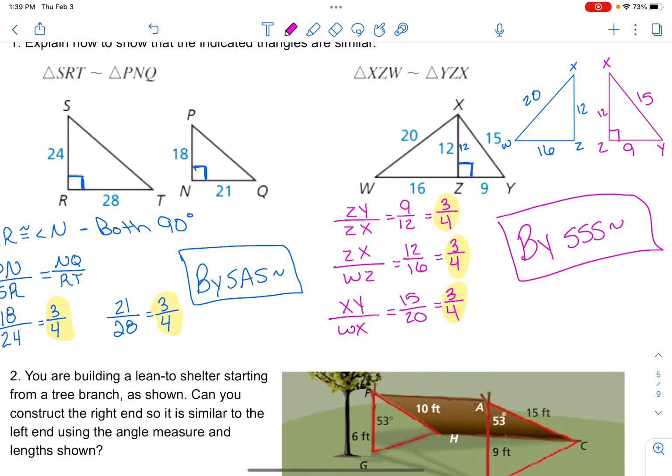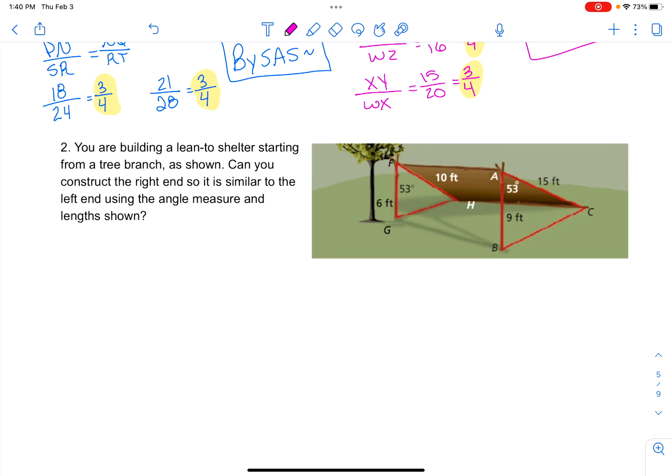And last but not least, of course, is one of our real world situation problems. It says you are building a lean-to shelter starting from a tree branch as shown. Can you construct the right end so it is similar to the left end using the angle measure and lengths shown below? So this is our left and this is our right.